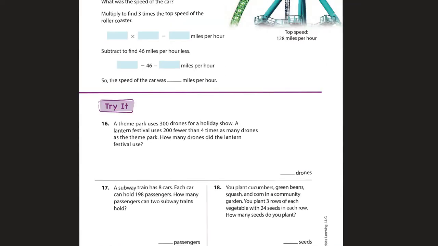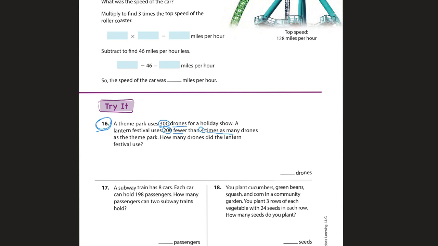So I guess the writers or authors of this book really wanted to trick you guys here on number 16. They said, how can I make a super tricky question? And this is how it goes. A theme park uses 300 drones for a holiday show. A lantern festival uses 200 fewer than 4 times as many drones as a theme park. Oh my gosh, my brain. How many drones did the lantern festival use?